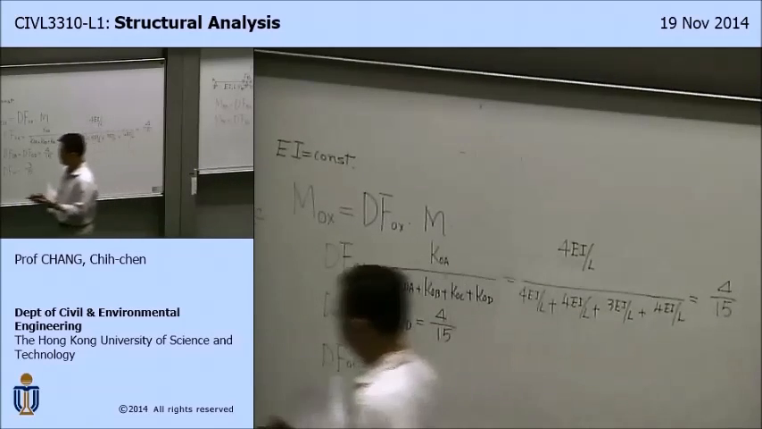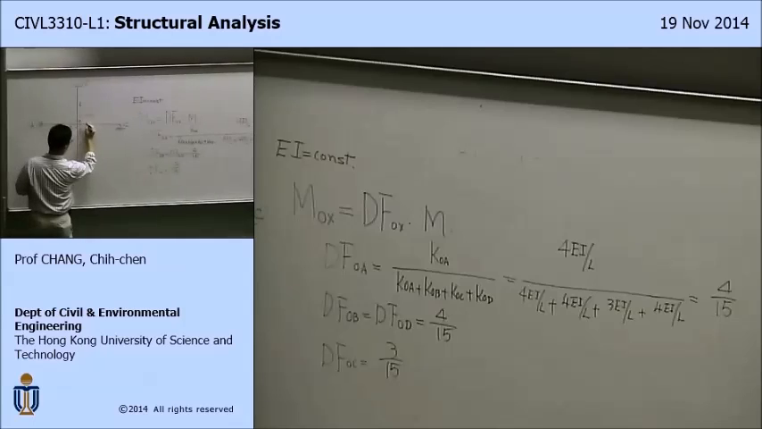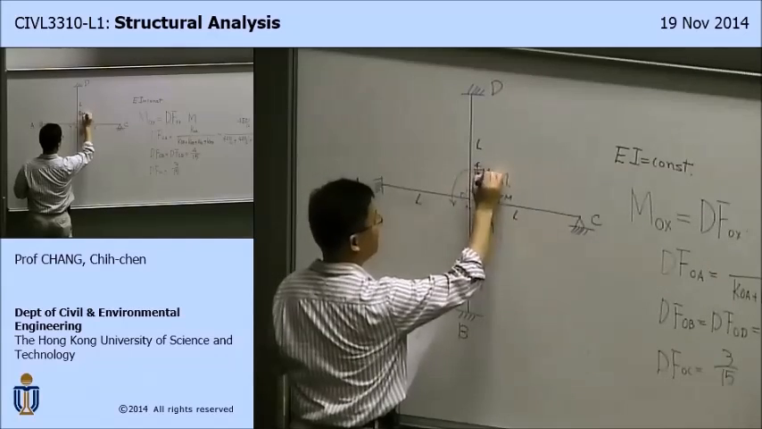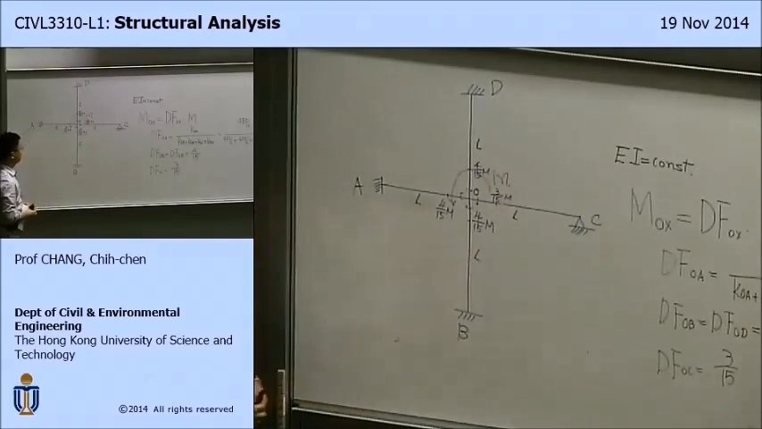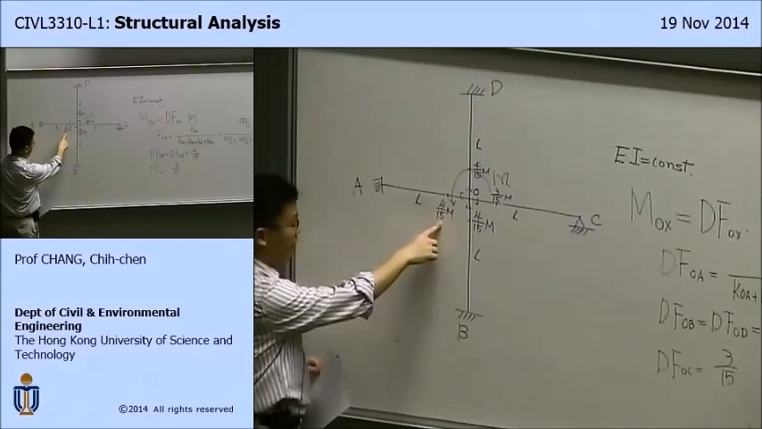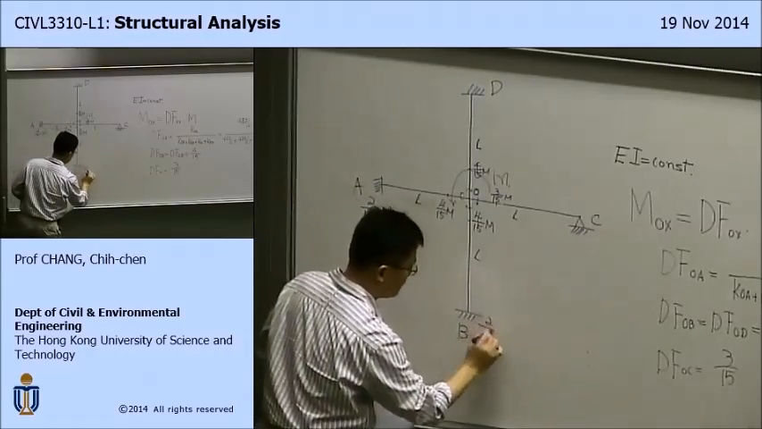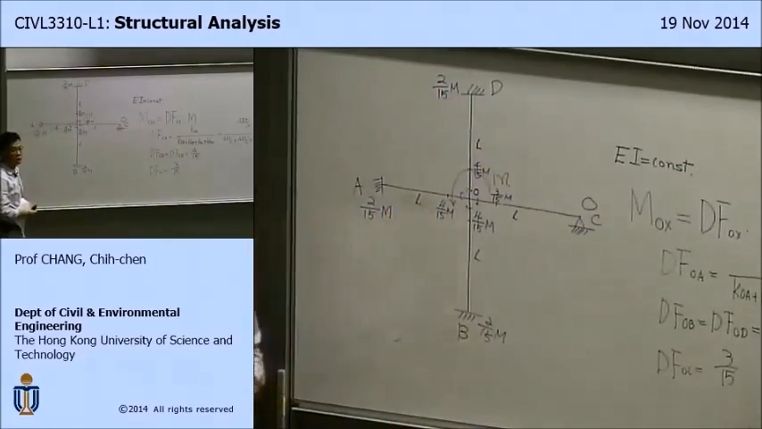All right, cool. So I know this is 4 over 15 M. Here is 3 over 15 M. Here is 4 over 15 M. And here is 4 over 15 M. And then the far side. If the far side is clamped, then you just pass on 1/2. Far side clamped, pass on 1/2. Moment free, that's it. I get all the moments now. So you can do this in a matter of a few minutes.